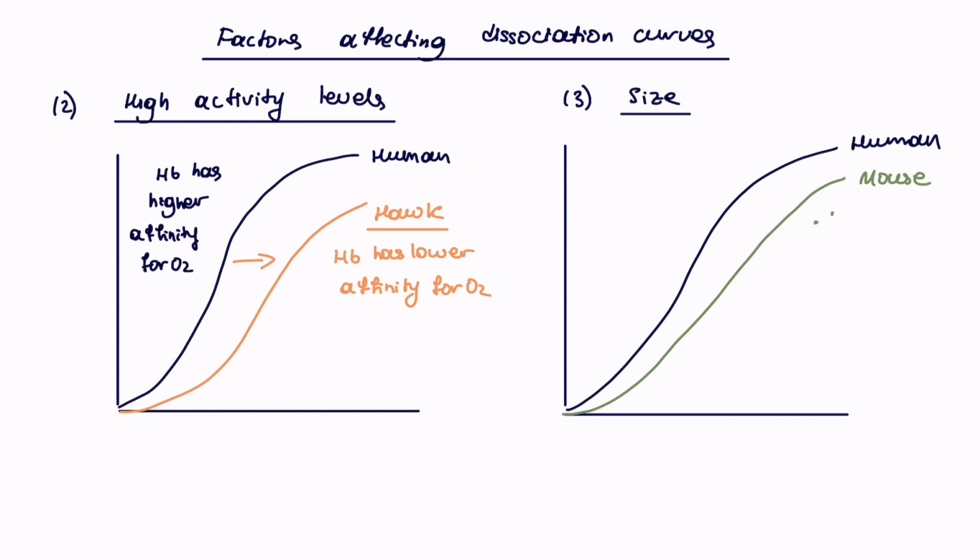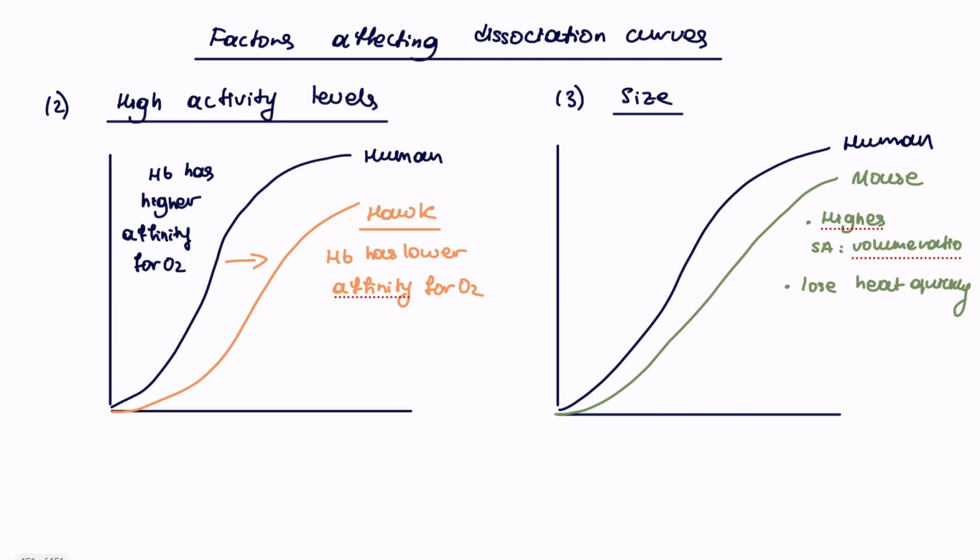So the mouse has a higher surface area to volume ratio, so therefore it loses heat quicker. It has a higher metabolic rate, and therefore a higher oxygen demand, and therefore the dissociation curve shifts to the right, suggesting that hemoglobin has a lower affinity for oxygen compared to human. Oxygen then can be unloaded much faster and more readily. So these are the examples of dissociation curves that can come up in exams.